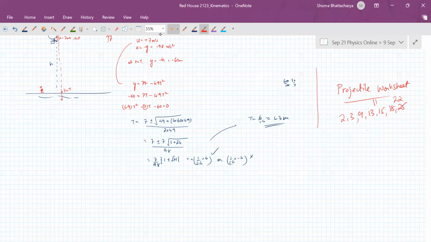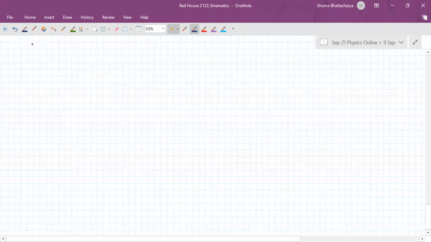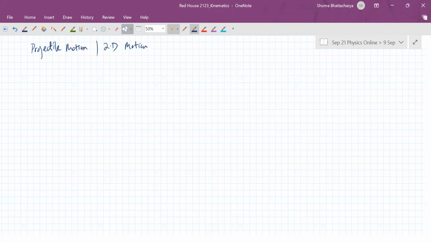Okay, so in question 2, what you should do is just develop the equations of motion. Okay. The motion is happening in a two-dimensional plane. So actually, this is not just projectile motion, but it's also general 2D motion. So question number 2 is actually not a projectile motion question. It's a general 2D motion question.